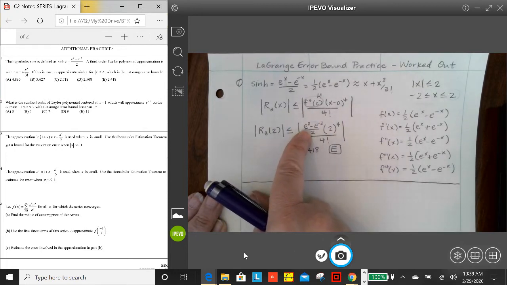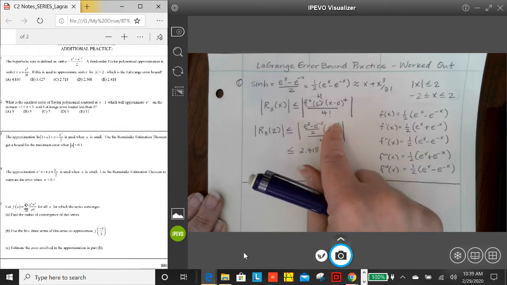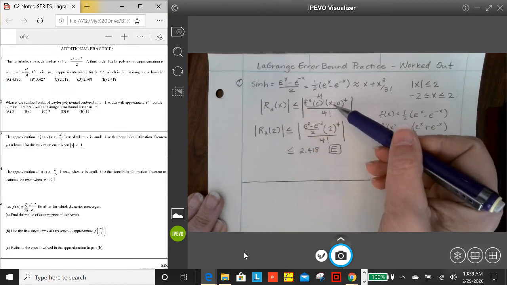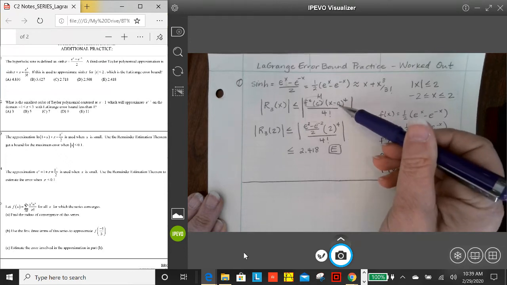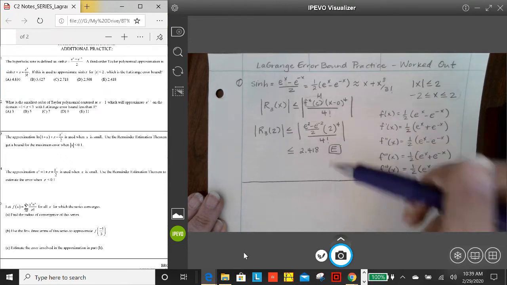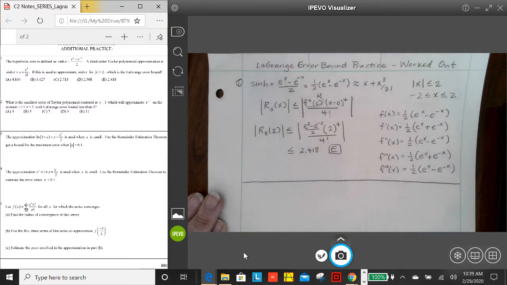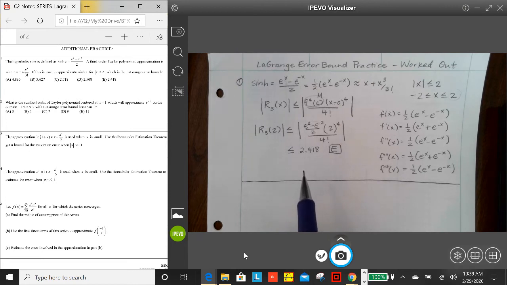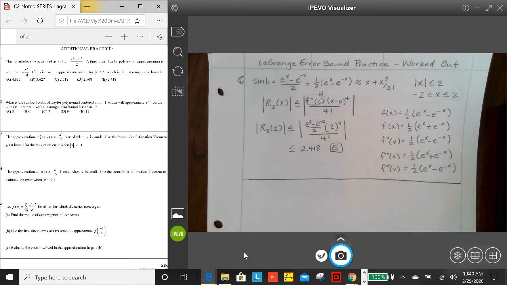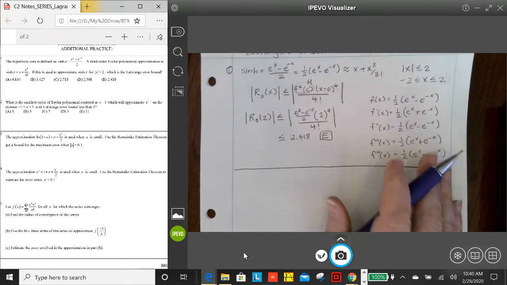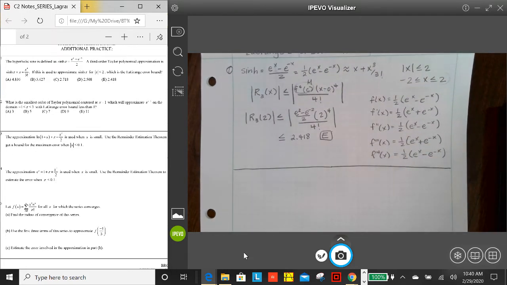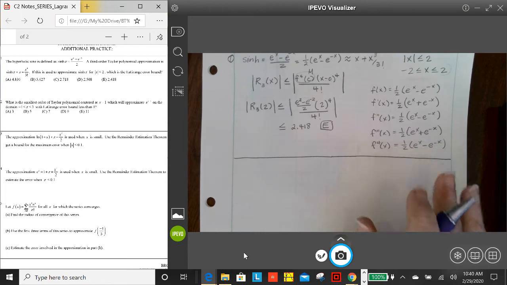I find the maximum over that interval, and in this case we found it was just going to be when x was 2. And then I plug in where I want my worst case approximation, which is at 2, because that's the farthest from the center, which is 0. And I go 2 to the 4th over 4 factorial, because that fills in the formula. And then we figured out that it would be less than or equal to 2.418, which isn't the greatest error, but we're just approximating, and we're very far from the center, so I would expect it to not be a great approximation and have lots of error.